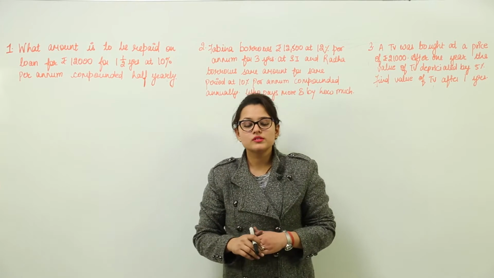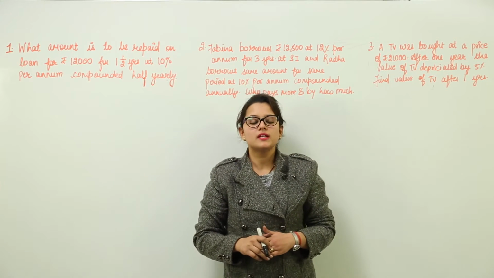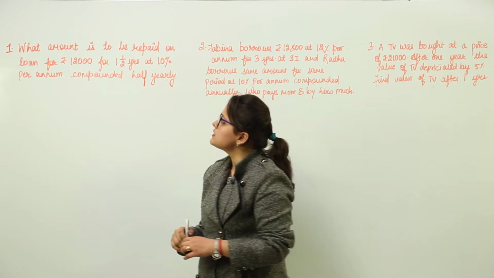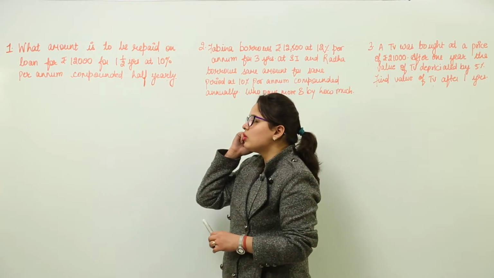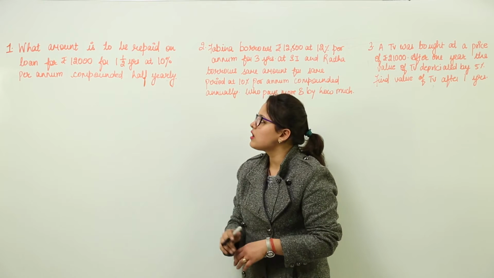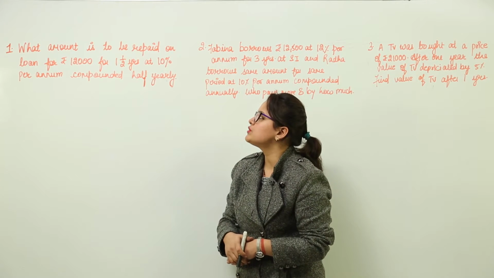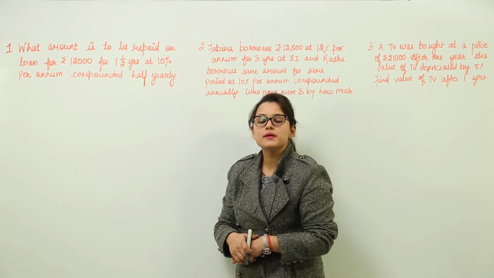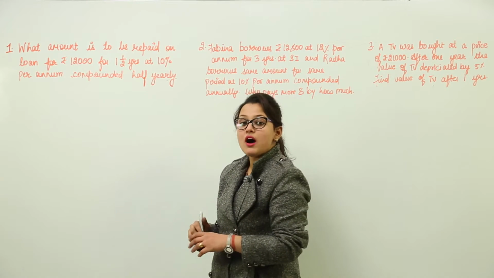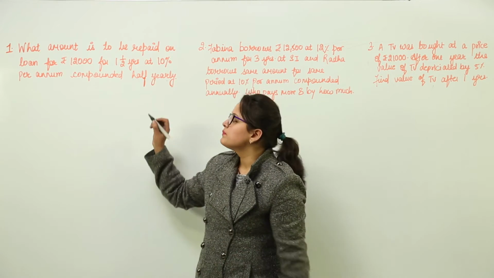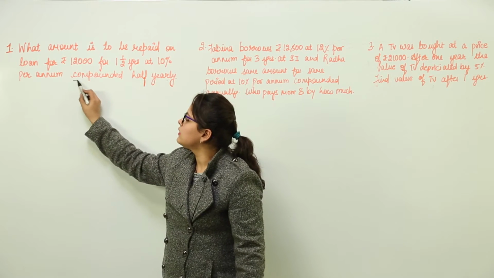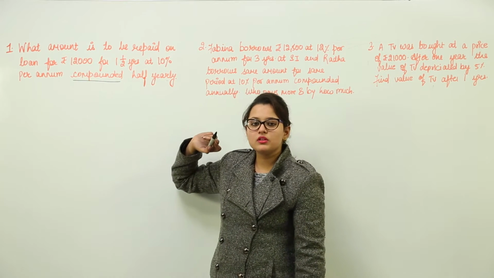Let's move on and solve some questions based on compound interest and simple interest. The first question is, what amount is to be repaid on a loan of rupees 12,000 for one and a half years at 10% per annum compounded half yearly? Please notice, the interest is calculated as compound interest. That is clear with the question?